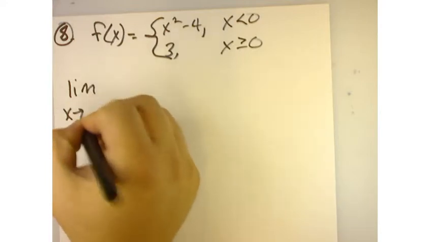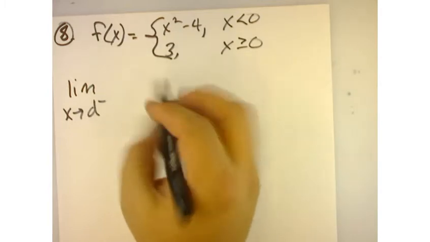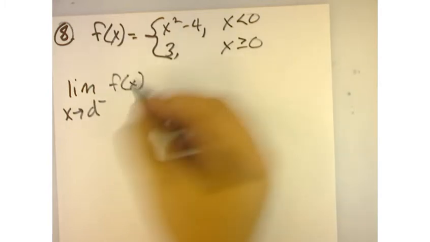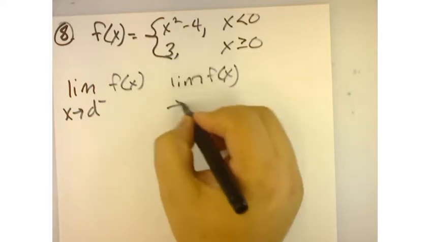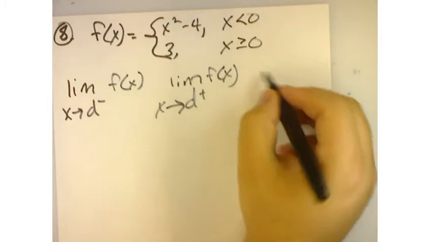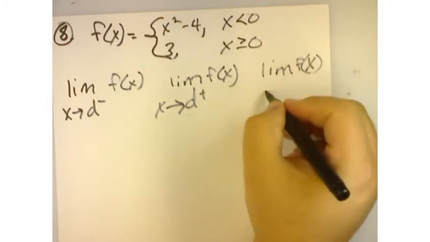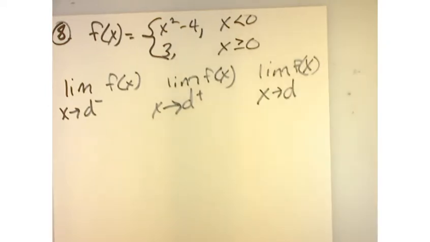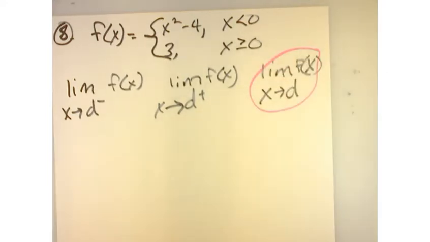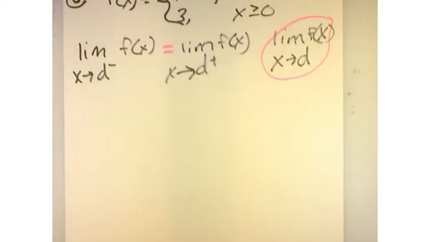Find the limit from the left-hand side of f of x, find the limit of f of x from the right-hand side, and then find the two-sided limit. Now the reason they're having you do this is that a two-sided limit only exists if these two limits are the same value. That's just like what we said before.